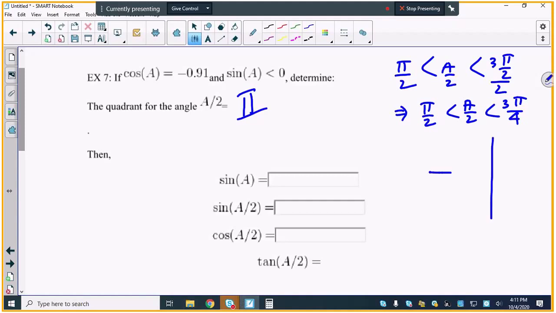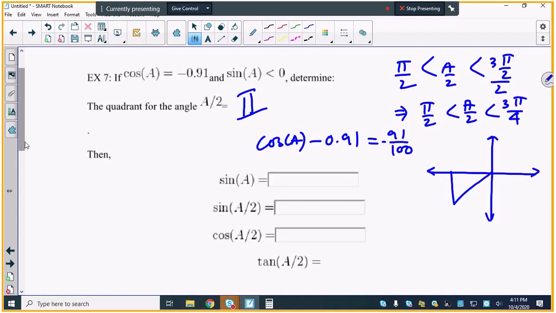So what I can do is draw my little right angle triangle in the third quadrant. Remember, cosine is negative 0.91. One fascinating way to think about this problem is thinking about 0.91 as 91 over 100. That gives us the ratio. So remember, in the third quadrant, both x and y are negative. So my y is something that we're going to try to find out. X, which is the adjacent side, should be negative 91, and 100 is the hypotenuse.